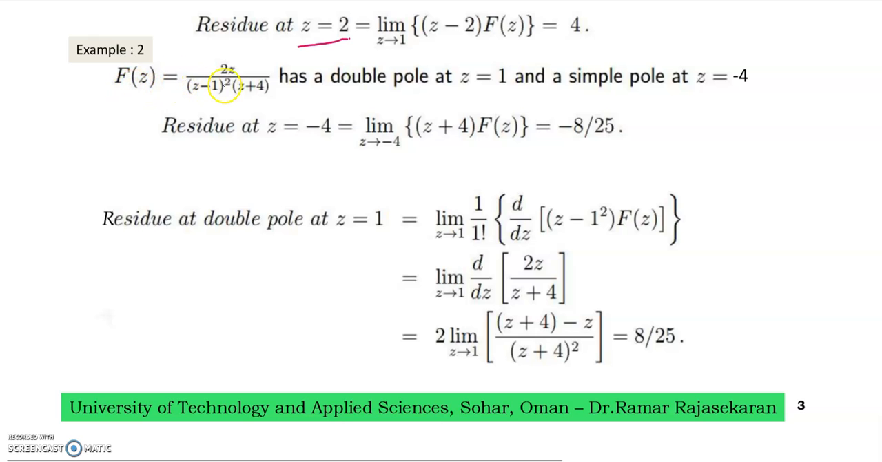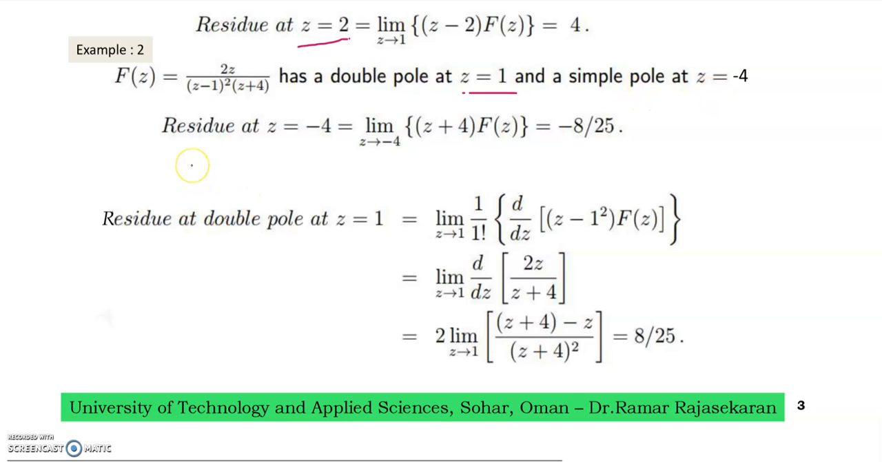Similarly, you see here, this is a second example. f of z is equal to 2z over (z minus 1) whole square (z plus 4). Now you see, we have a double pole at z equal to 1. Why do we say double pole? Because you see here, z minus 1, here the degree is 2. That's why we are telling z equal to 1 is a double pole, or we can say a multiple order pole. Now simple pole is nothing but where the degree is 1. So z equal to minus 4 is a simple pole or singular point, we can say.